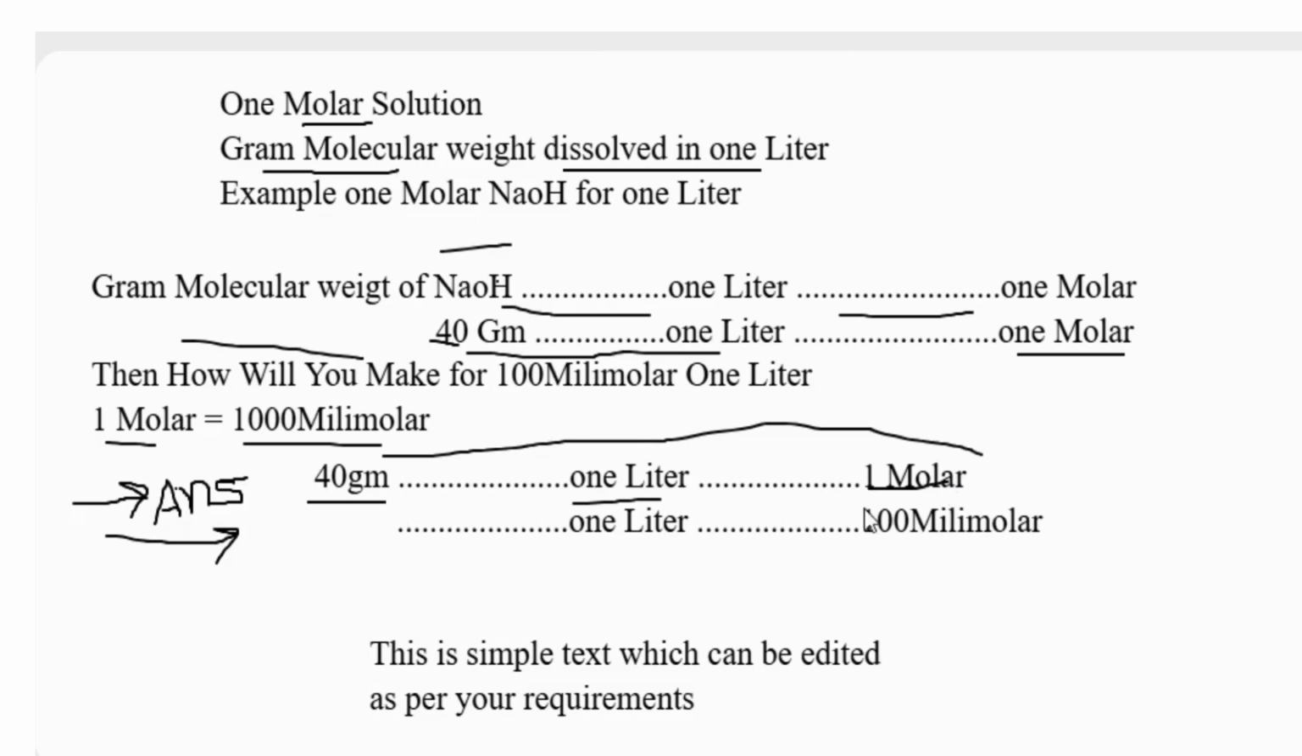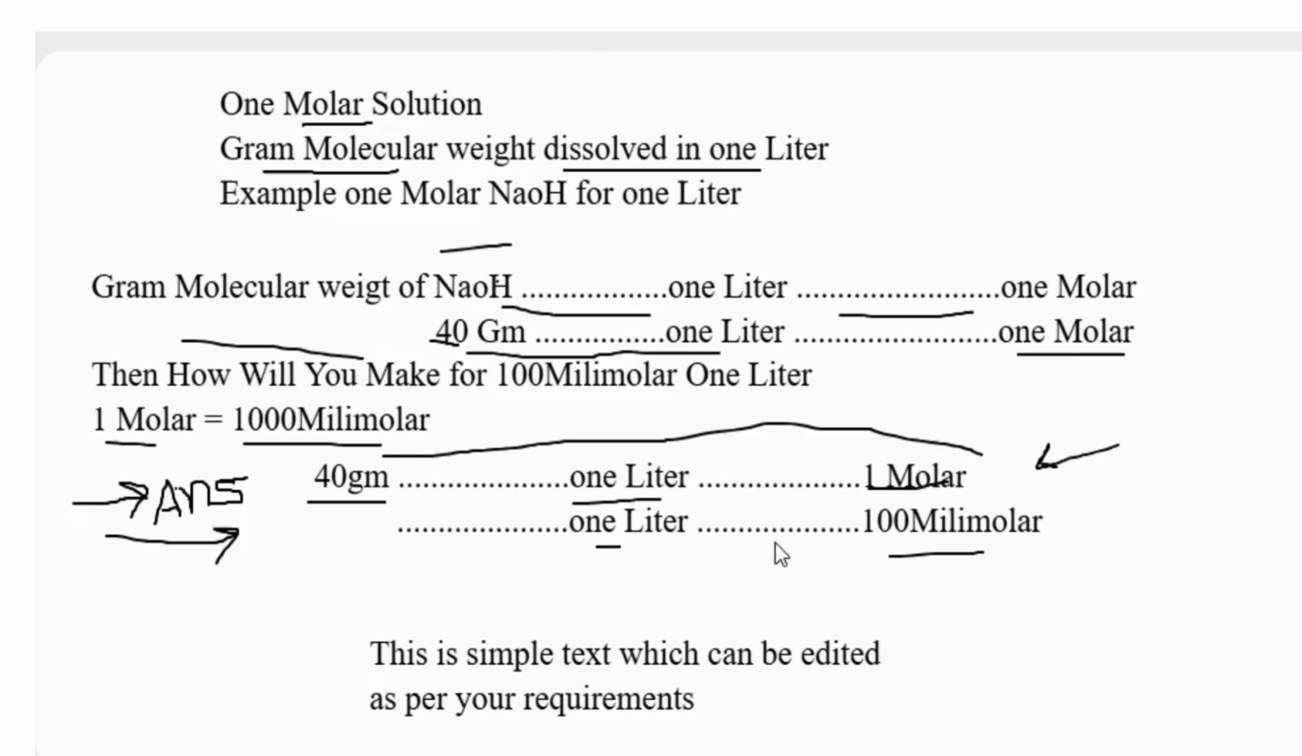Then you have to think about the next statement. In that statement we have to write this millimolar, like 100 millimolar we are going to make. Then you see this principal statement here. The principal statement says a gram molecular weight dissolved in 1 liter gives the 1 molar concentration. That you have to write always. Below that you have to write whatsoever things you require.